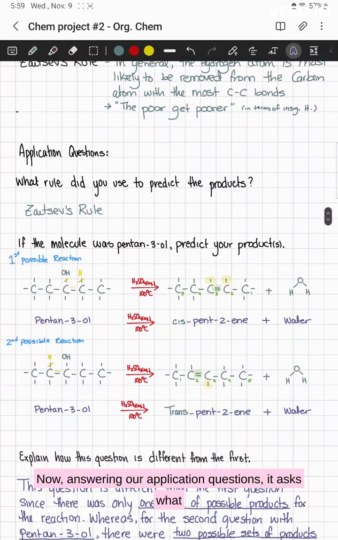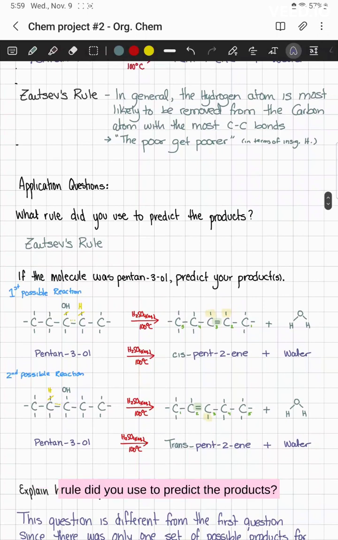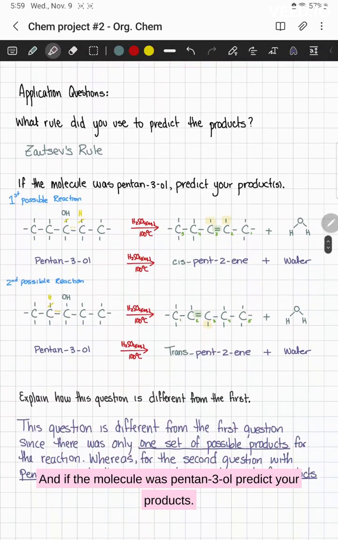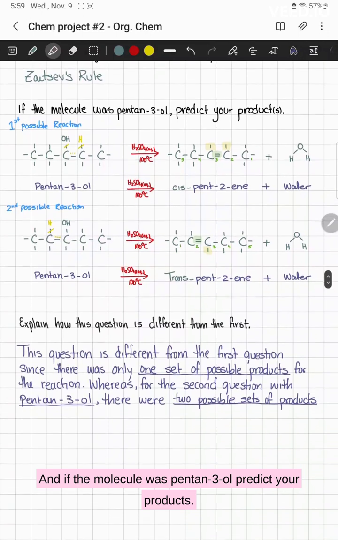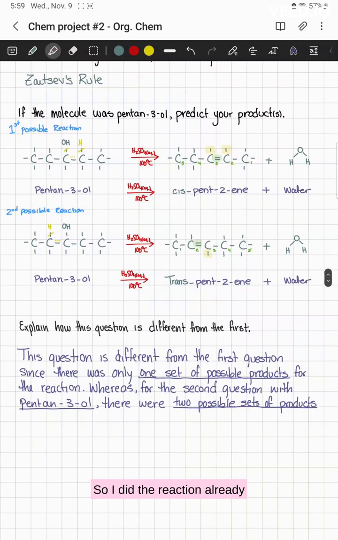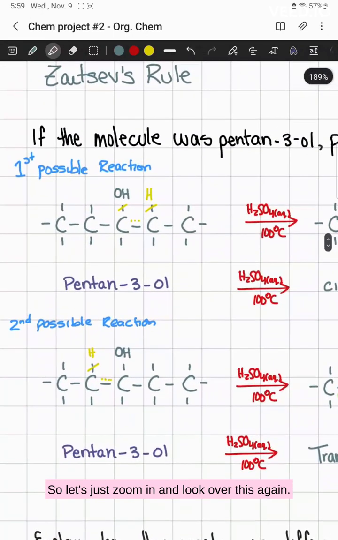Now, answering our application questions, it asks, what rule did you use to predict the products? We used Zaitsev's rule, where the poor get poorer, right over here. Okay, and if the molecule is Pentan-3-ol, predict your products. So I did the reaction already with the 2 possible products, so let's just zoom in and look over this again. So we had Pentan-3-ol, that means the alcohol group has to be on carbon number 3, right over here.